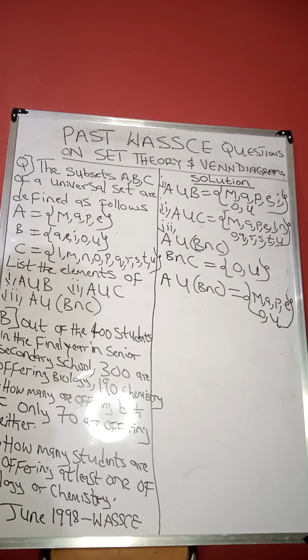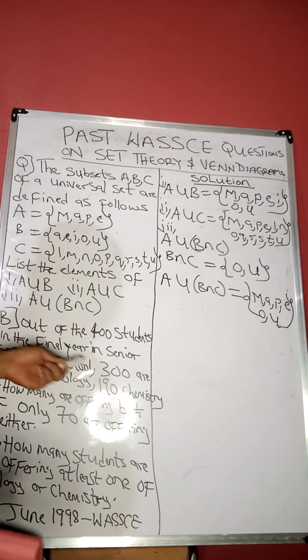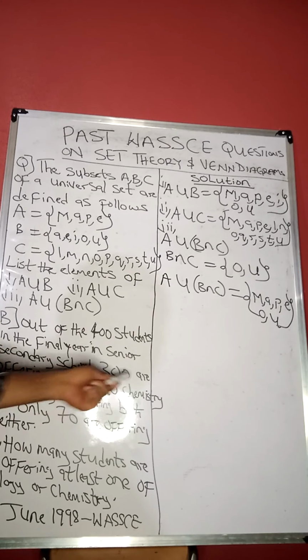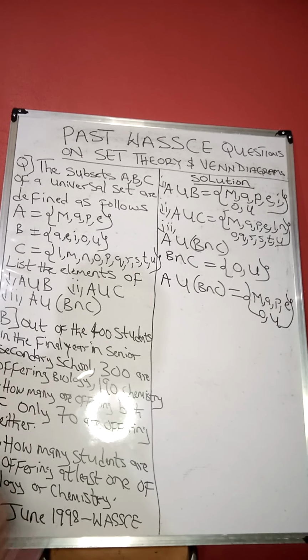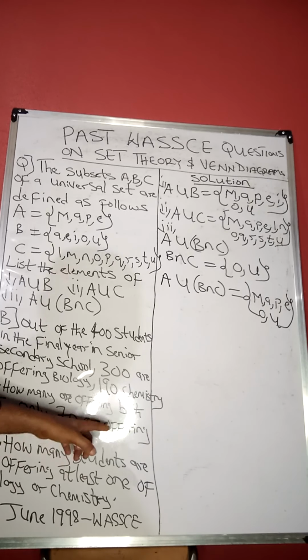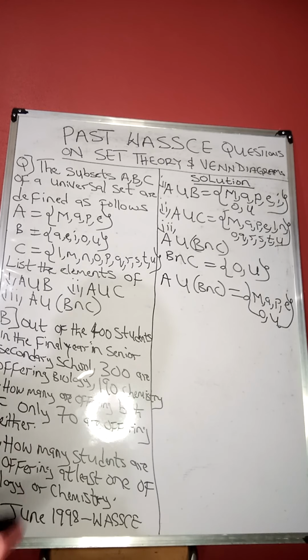I love this question so much. It says, out of the 400 students in the final year in senior secondary school, 300 are offering biology, 190 chemistry. How many are offering both subjects if only 70 are offering neither? So the first thing for you to do is actually represent your question in a Venn diagram.